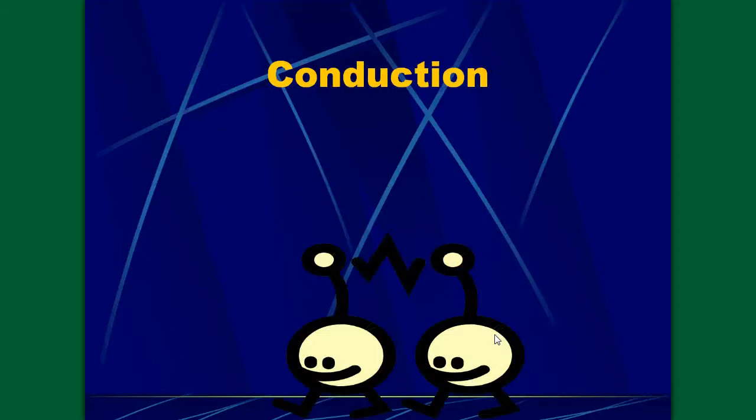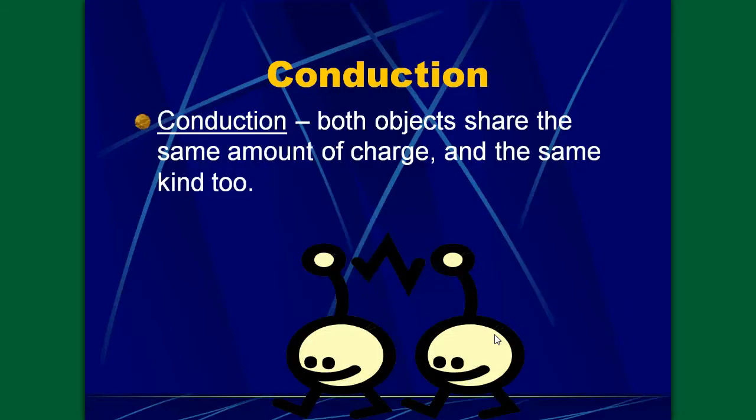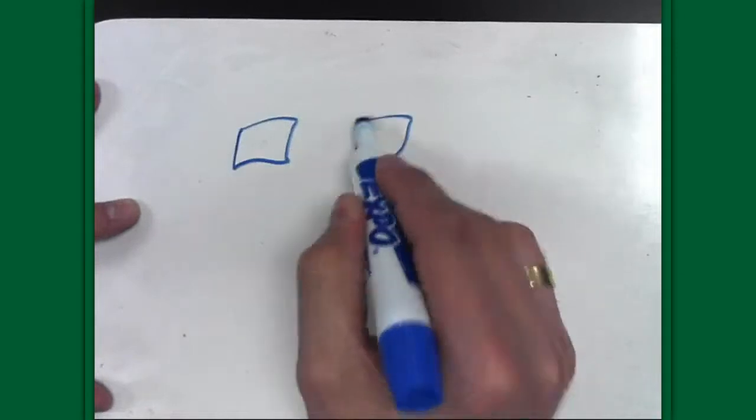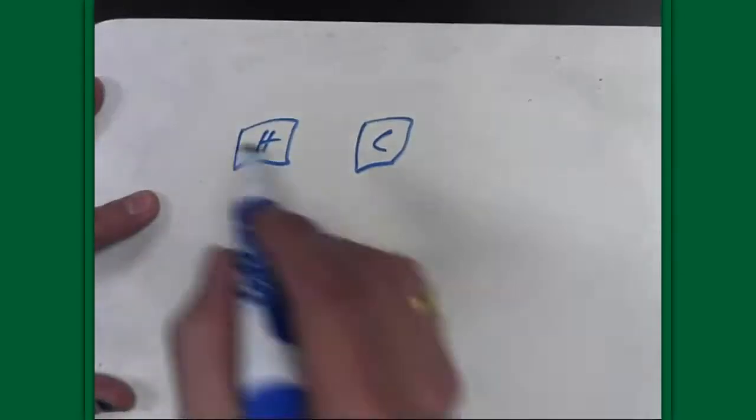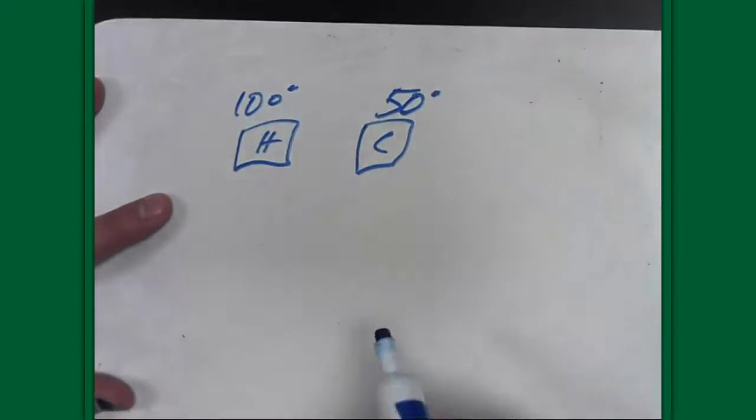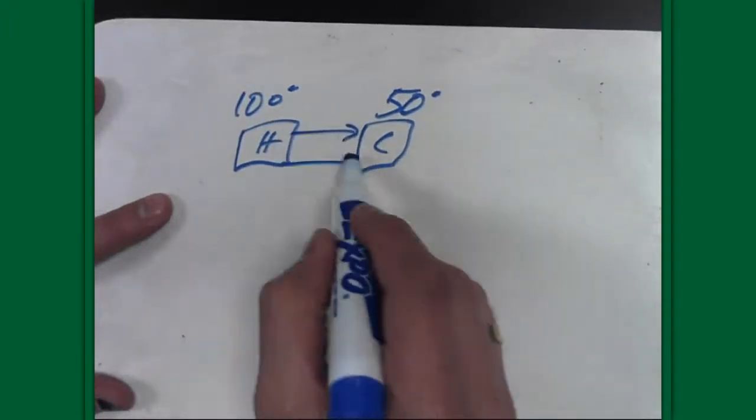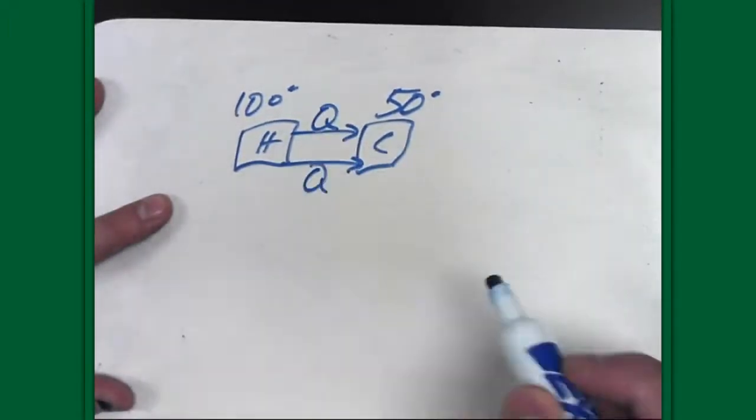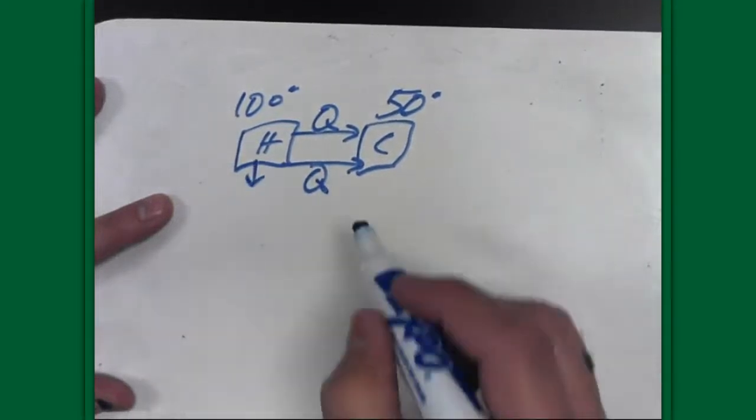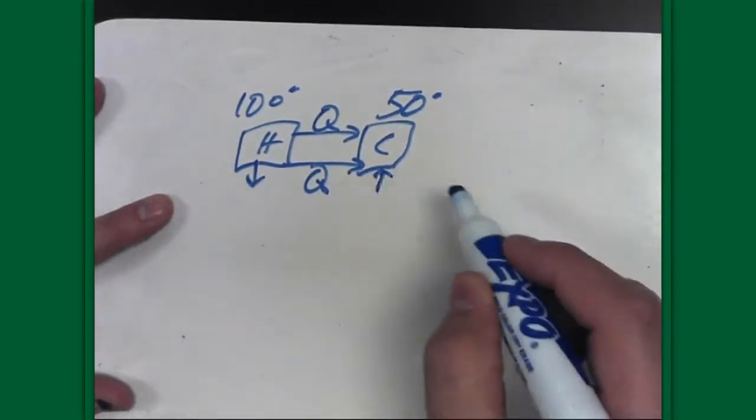Conduction. When conduction happens, both objects will end up sharing the same amount of charge and the same kind. Let me explain why that is. If you remember when we talked about heat transfer, we considered that there were two objects, hot and cold. Perhaps this one is 100 degrees Celsius, this one might be 50 degrees. And if I touch them together, heat will flow preferentially from the hot to the cold object. And the temperature of the hot object will go down, the temperature of the cold object will go up.